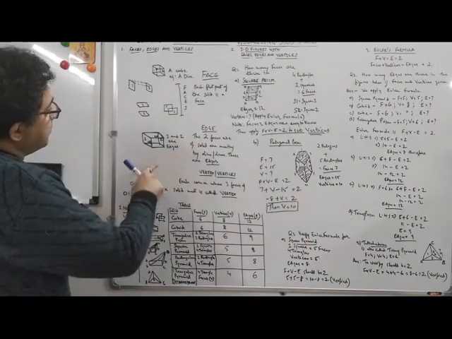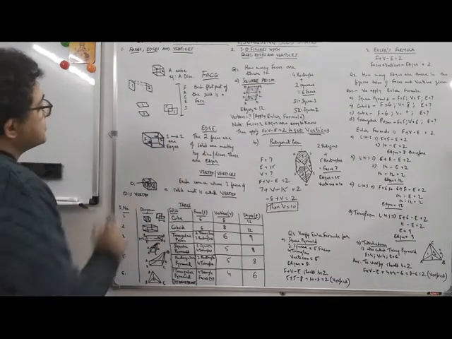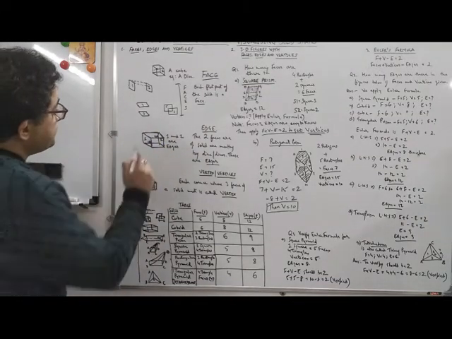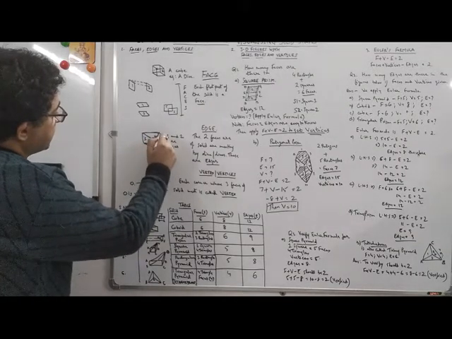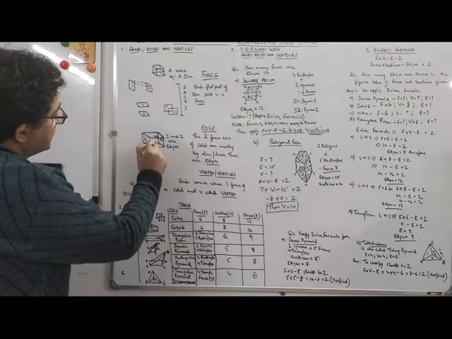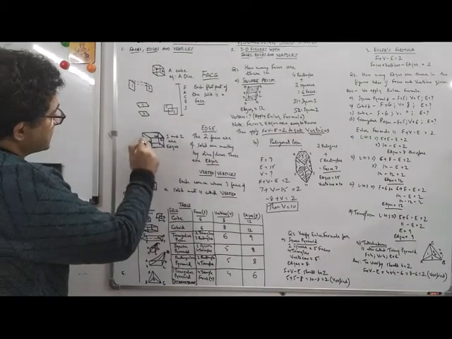Suppose I take this cuboid. These are all rectangles. So what has happened here? This is one face and this is the second face. This is the line joining them. So these two faces are joined by edges.